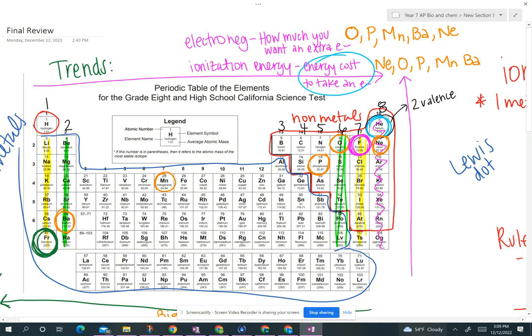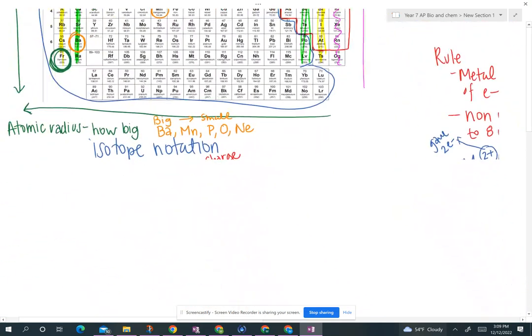So that is how I would organize those things based off of trends. Again, position on the periodic table. Know that electronegativity does not count noble gases. So noble gases automatically kick it back over to the end. So those are going to be the things that you guys will see on there. And you guys will see a few of those types of questions.